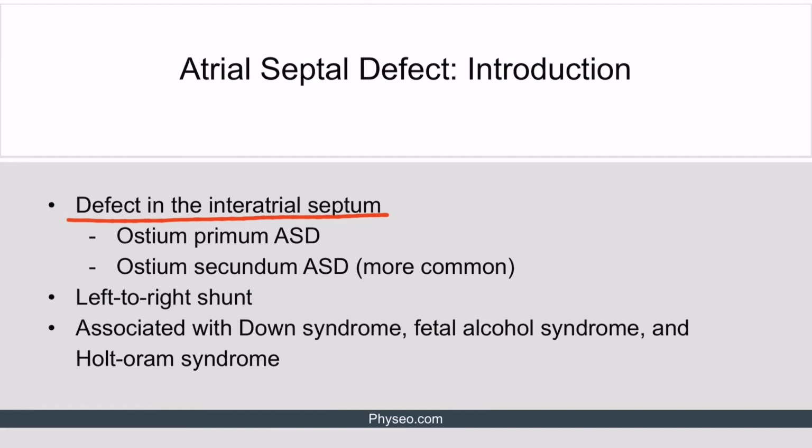In fetal life, the pressure in the right atrium is greater than the left atrium. This is reversed after birth when the lungs expand and the foramen ovale closes, resulting in a greater pressure in the left atrium. This pressure difference creates a left-to-right shunt through the atrial septal defect. ASD can be isolated or associated with Down syndrome, fetal alcohol syndrome, and Holt-Oram syndrome.